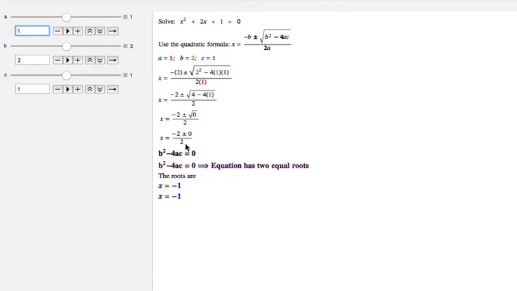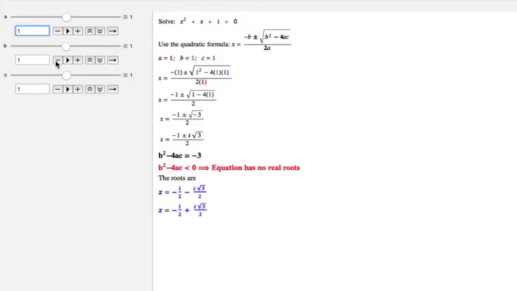So negative 2 plus 0 over 2, negative 2 minus 0 over 2 is just negative 2 over 2. Both of them are negative 1. So in this case, we're going to get x equals negative 1 and x equals negative 1. So the only solution for x here is negative 1. That's the only value you can plug in for x to satisfy this equation.